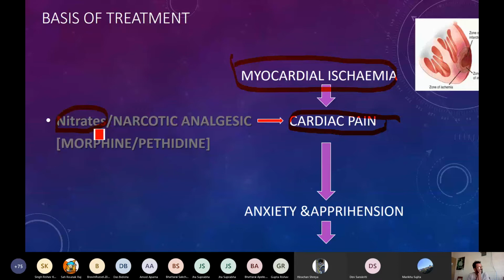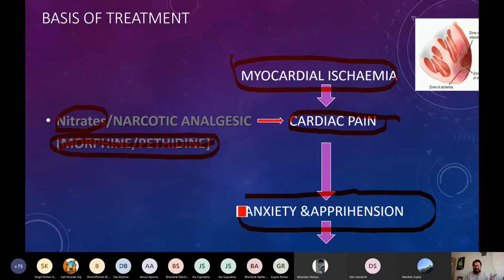Most probably if it is MI, then nitrates are not sufficient to subside the pain, so we can use drugs like morphine and pethidine to ease the patient off. This will be given very fast, because this pain can sometimes lead to anxiety for the patient. If there is no pain, there might be no anxiety and apprehension. But if the pain is very severe, the patient may be quite scared, scared of death. So this anxiety and apprehension is also a problem.